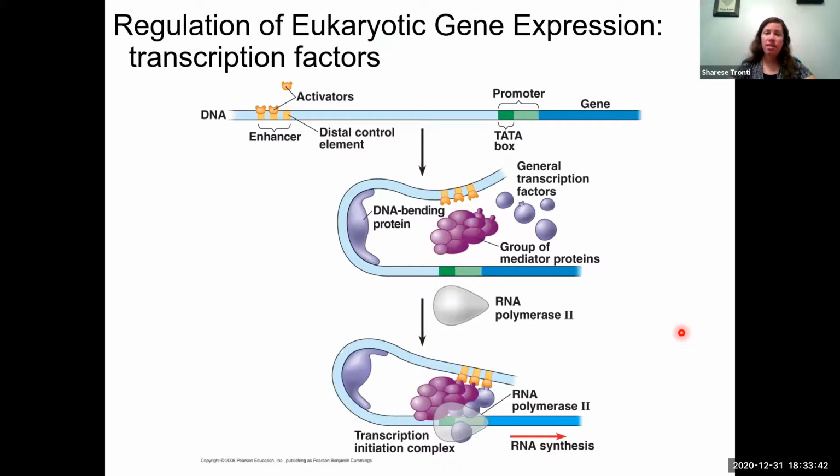Another way that gene expression can be regulated in eukaryotes is through transcription factors. So the presence or absence of those transcription factors can control whether transcription will occur for that gene. Transcription factors are needed for transcription.